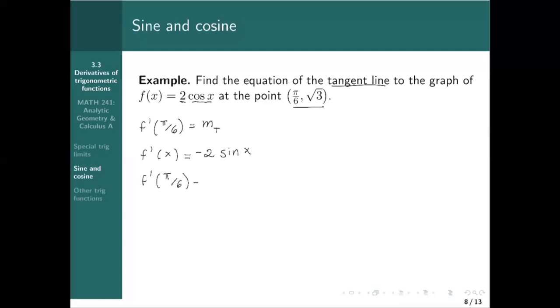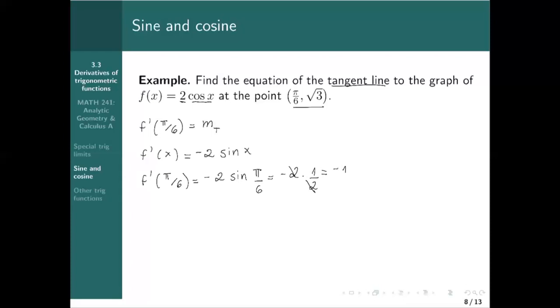Well, if we want to find f prime of pi over 6, we simply plug in pi over 6. So this is going to be minus 2 times sine of pi over 6. So minus 2, the sine of pi over 6 is equal to half. So f prime of pi over 6 is equal to minus 1.